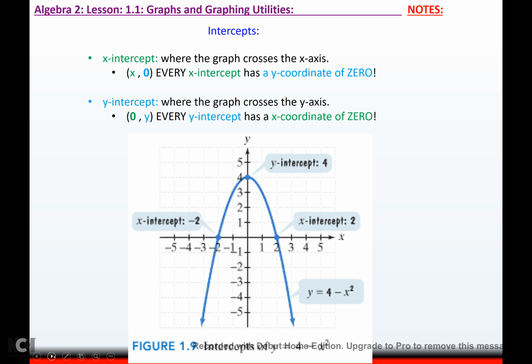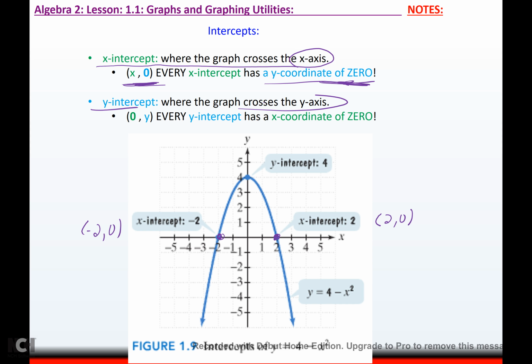Alright, intercepts. You get an x-intercept where the graph crosses the x-axis. They would be my two x-intercepts. If you write those as ordered pairs, I promise every x-intercept has to have a y-coordinate of 0. Okay, so the ordered pair for this x-intercept, yes, the x-intercept is 2, as an ordered pair would be 2, 0. This would be written as negative 2, 0. Okay?